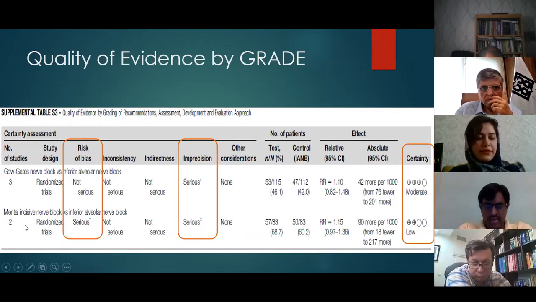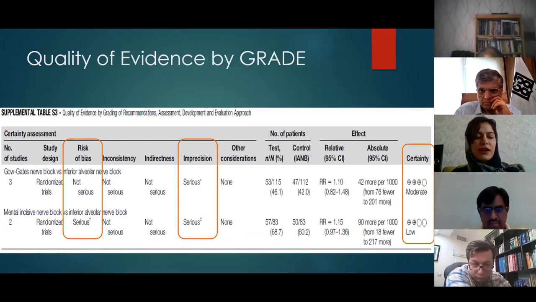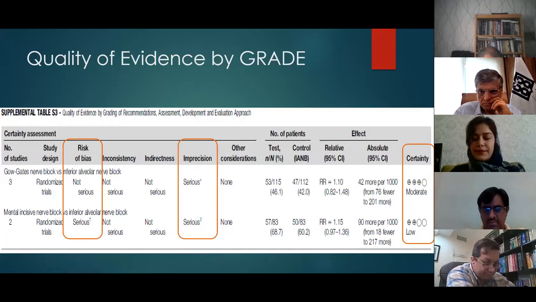The quality of evidence for mental incisive nerve block and inferior alveolar nerve block was graded as low because of insufficient information size, and also the risk of bias assessed with the risk of bias tool. As you remember, one study in this group was rated as high risk of bias because of a lack of blinding.